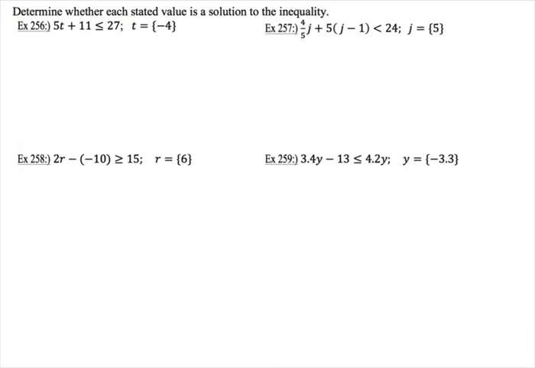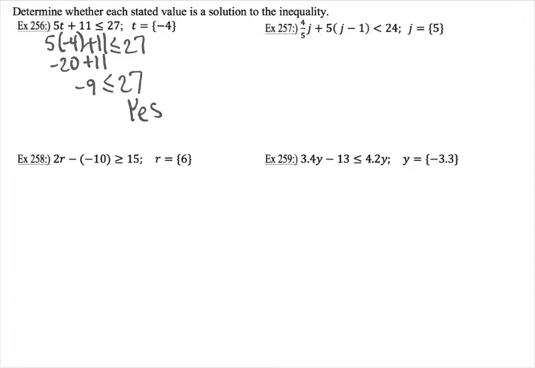Determine whether each stated value is a solution to the inequality. 5t plus 11 is less than or equal to 27, with t equal to -4. Well, we're going to plug in -4 for t, and we get 5 times -4 is -20, plus 11, that's -9, less than or equal to 27. Now that is true, so this is a solution. Yes, t equals -4 is a solution.